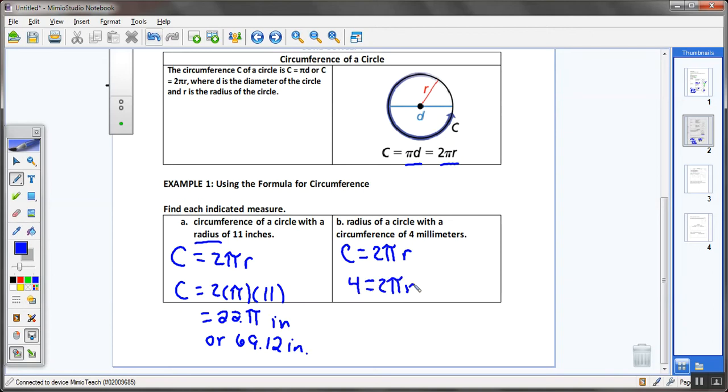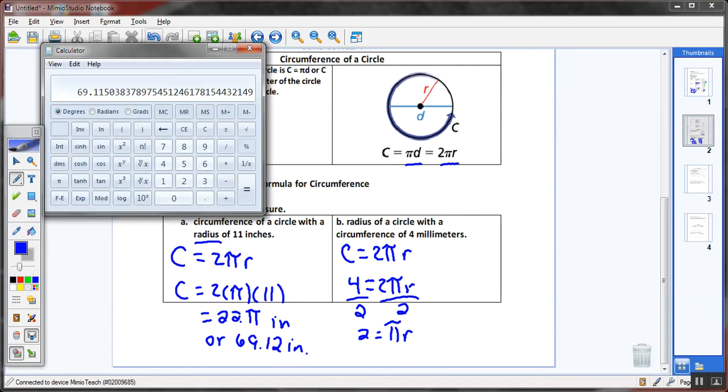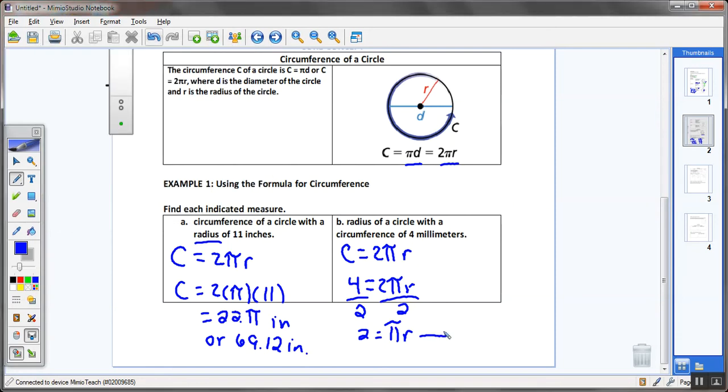Could I divide both sides by 2 to begin with, kids? Yeah. So this would make 2 equals pi r, wouldn't it? So how would you solve for the radius, kids? Divide by pi. 2 divided by pi. All right, so let's punch that up. We would go 2 divided by pi, and let's go 2 places, so about 0.64. And what's the unit I want to use, kids? Millimeters. So r would equal 2 divided by pi, which is about 0.64 millimeters.